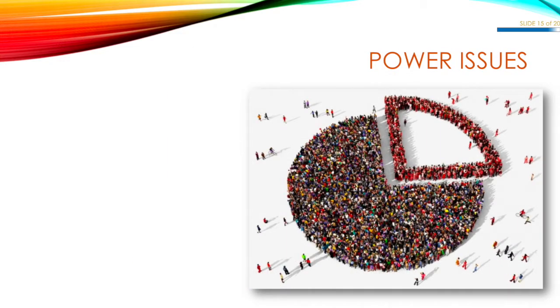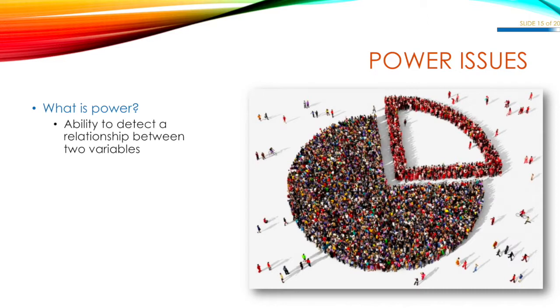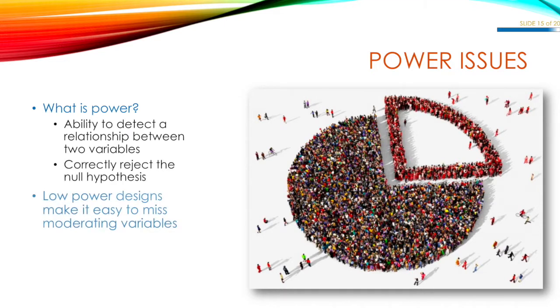So that takes us to power issues. What is power? Power refers to the likelihood of detecting a relationship between two variables when it actually exists in the population. That's the same as saying it is the likelihood of correctly rejecting a null hypothesis. High-powered designs provide the necessary conditions to reject the null hypothesis when, in fact, it should be rejected. In contrast, low-powered designs often result in a failure to detect a relationship that should have been detected.